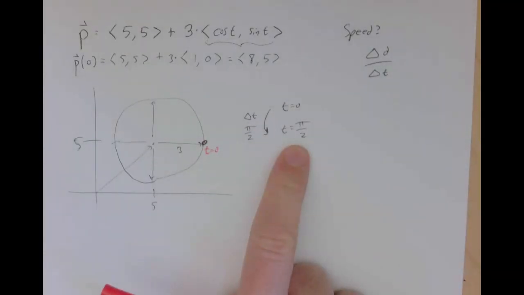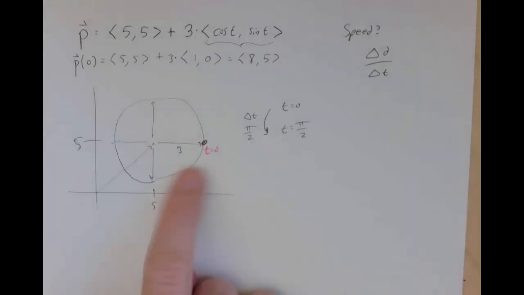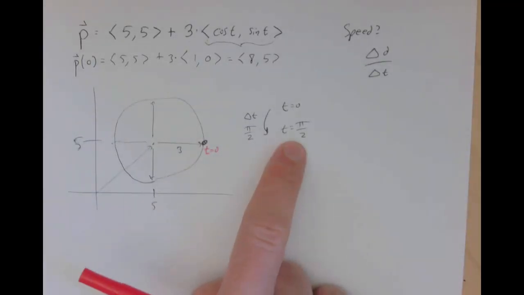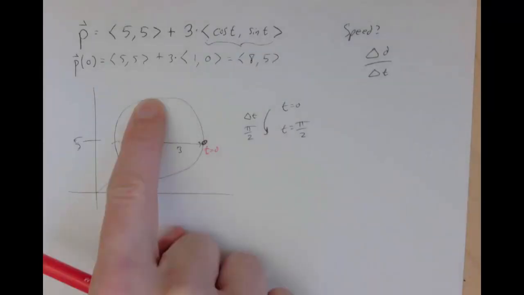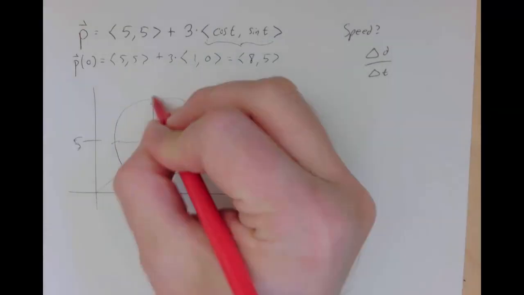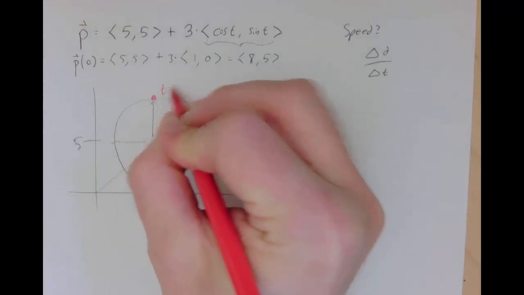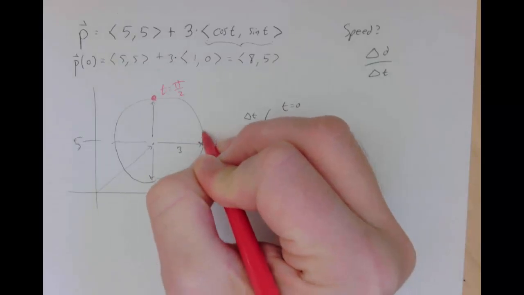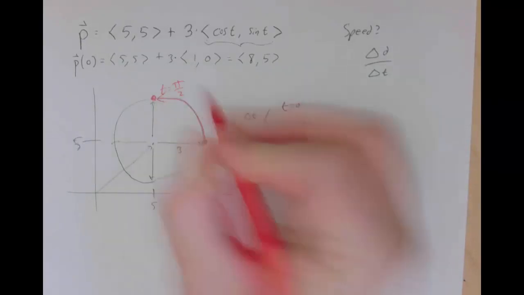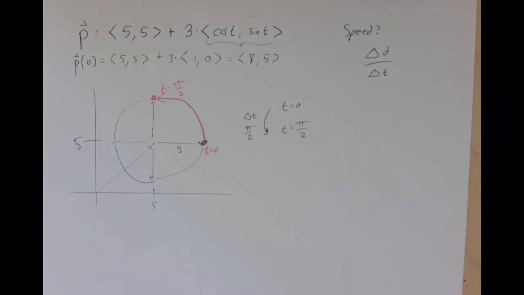Pi over 2 seconds later, hopefully you can visualize this without plugging in numbers. But we know at pi over 2 seconds, cosine of pi over 2 and sine of pi over 2 are describing the top of the unit circle. So this is where we'd be at time equals pi over 2. So how far did we go? We went around this part of the circle. So how can I figure out how long that is?